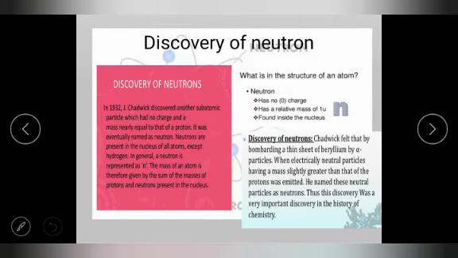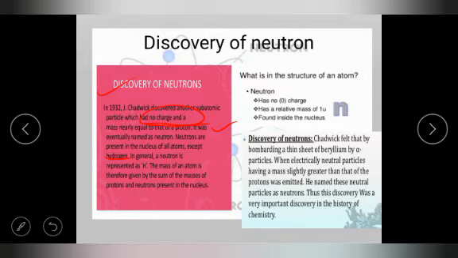So we have done the proton discovery, the electron discovery, and the radioactive discovery. Now this is the discovery of the neutron, the third particle of the atom. In 1932, James Chadwick discovered another subatomic particle which had no charge. This was the most important thing. It has no charge and a mass nearly equal to that of the proton. It was named the neutron, and neutrons are present in the nucleus of all atoms except hydrogen. In general, neutron is represented with N, and the mass of an atom is given by the sum of the mass of proton and neutron.